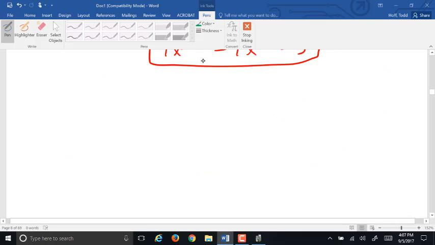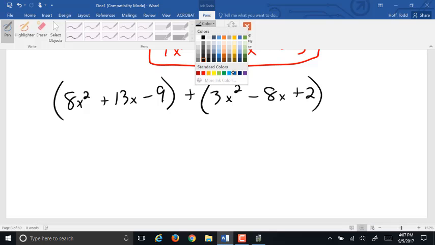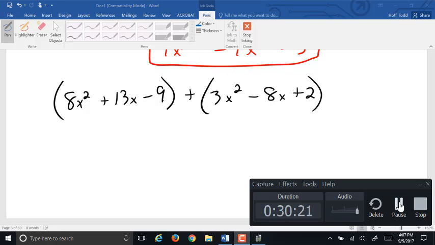We're going to have you guys try one. Eight x squared plus 13x minus 9 plus 3x squared minus 8x plus 2. Try that one in your notes, and we'll discuss that in just a minute.